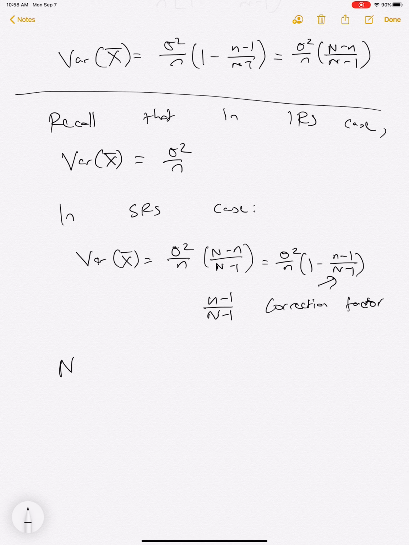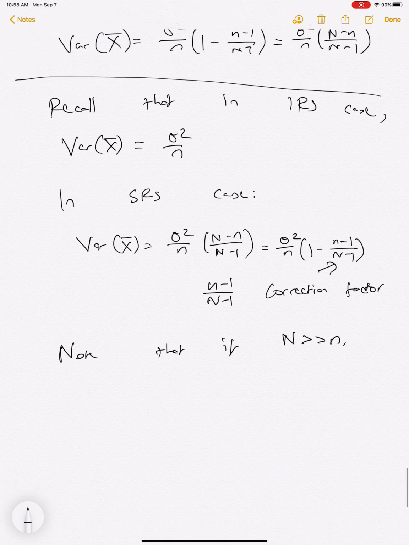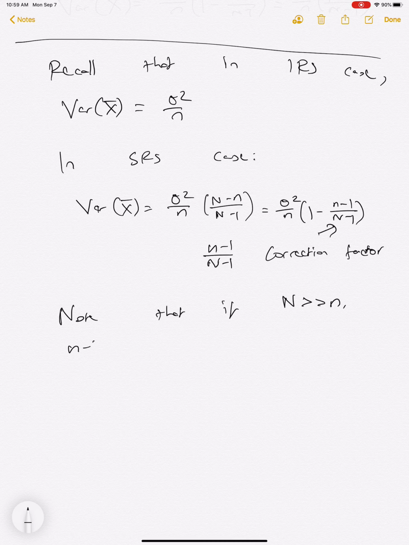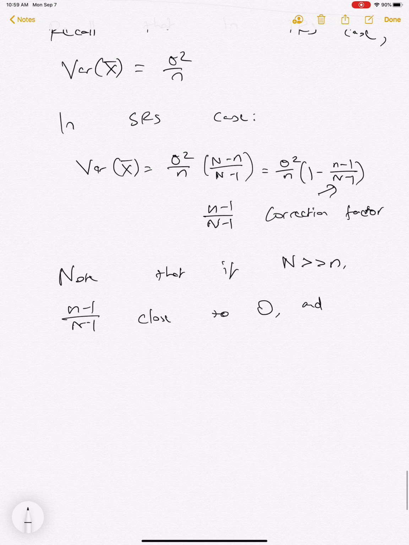And then, as I mentioned before, note that if big N is much, much bigger than little n, then n minus 1 over N minus 1 is close to 0. And so SRS and IID calculations are going to be very close.